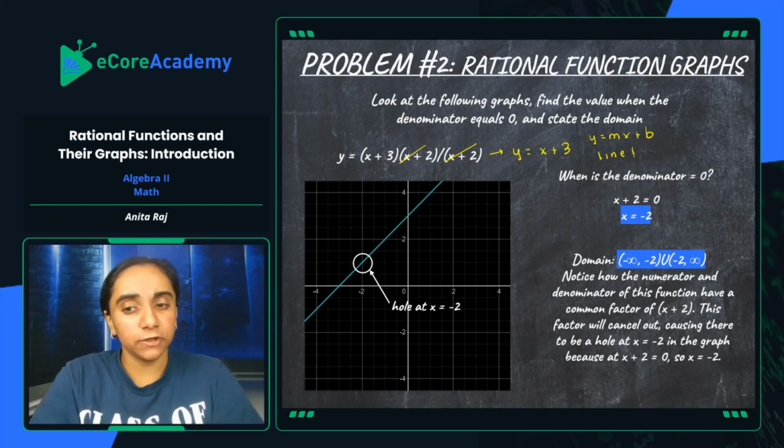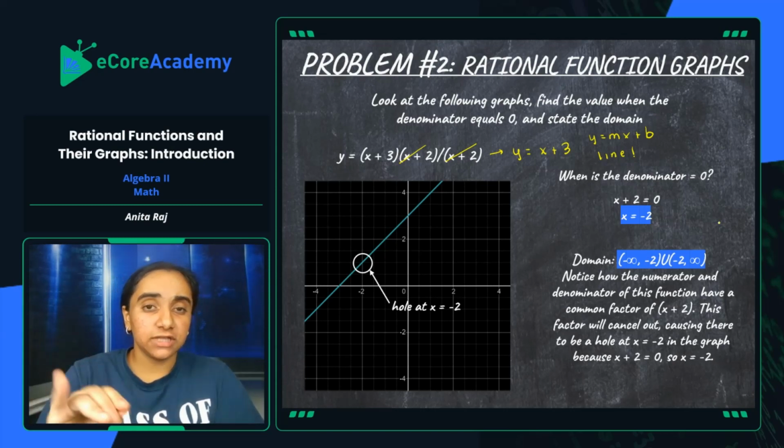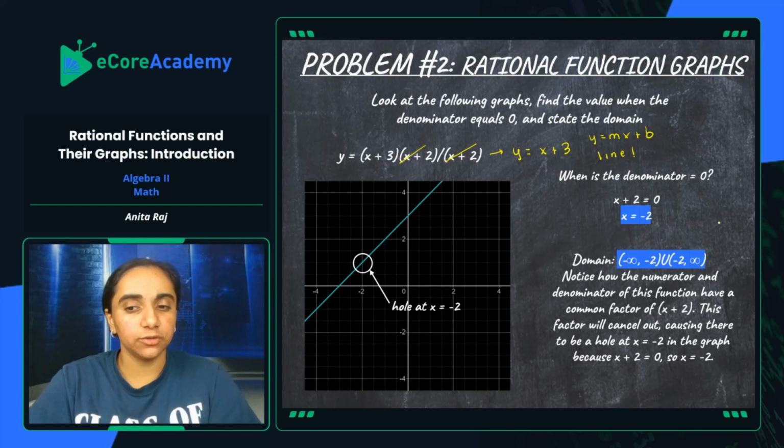So notice how the numerator and denominator of this function have a common factor of x plus 2, which we talked about. They cancel out with each other, leaving the rational function simplified as y equals x plus 3. So this is going to cause that factor to cancel out like we were just saying, and there's going to be a hole at x equals negative 2 in the graph.